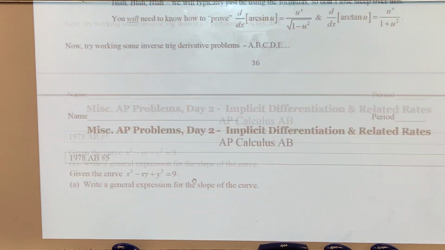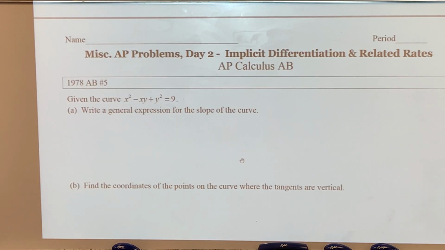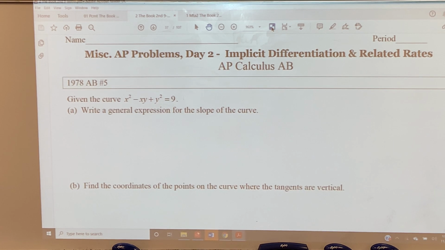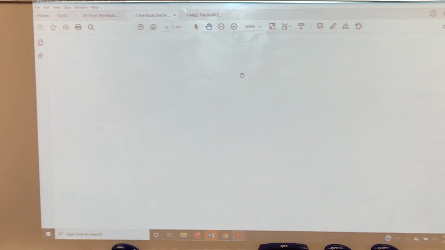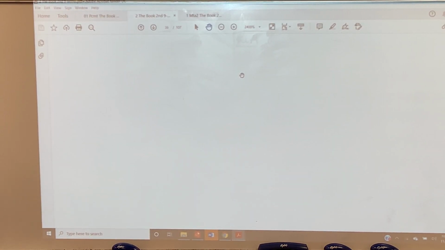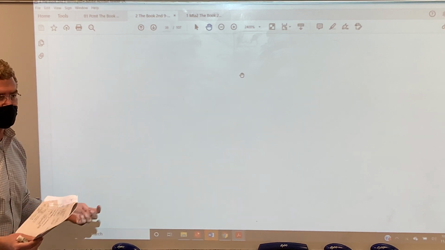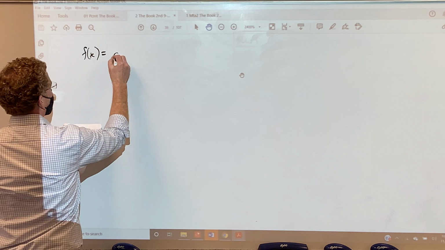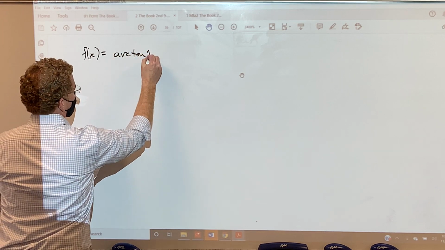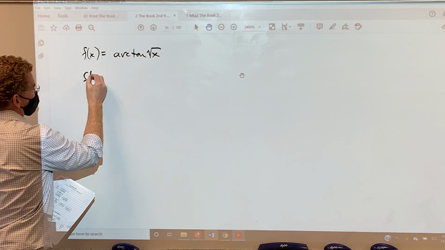Okay, so moving on, I want to do a couple of practice problems, but I don't think you're going to have any issues with this. So just a couple more, maybe. A lot of this is really just the algebra I want you to see. What if you saw f of x equals arctan of the square root of x? What is the derivative of f?